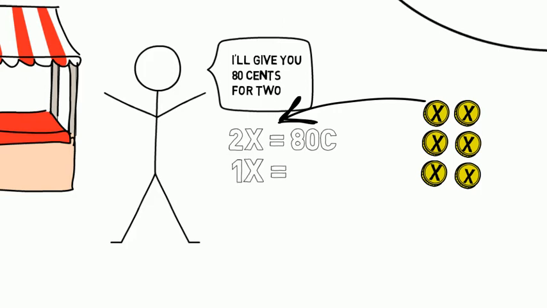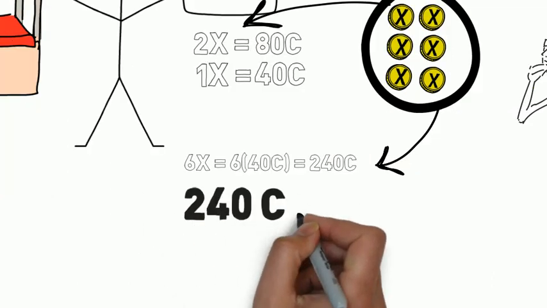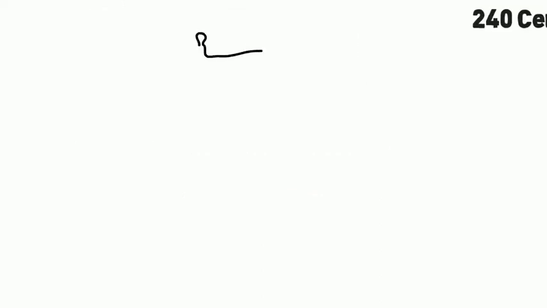You then say, well, how much would 1x coin be worth? And the answer is obviously half of the 80c, or 40c. So 1x equals 40c. Hurrah! You found 6 of them, however, so you just found 6x, which equals 6 times 40c, or 240c. Nice, you now have 240 cents.